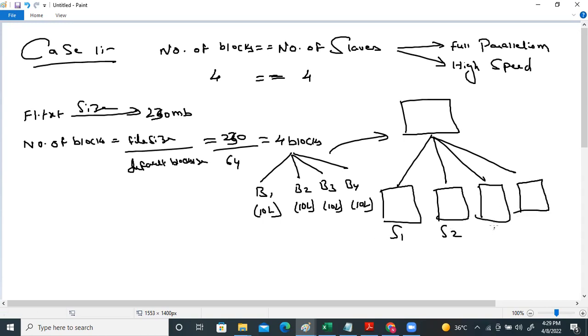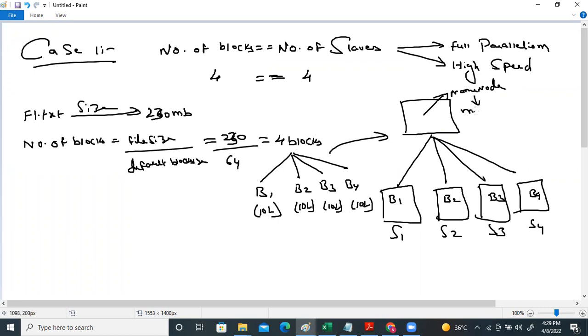Slave 1, slave 2, slave 3, slave 4, data nodes. So B1 block here, B2 block here, B3 block here, B4 block here, right? Yes. And here, this is the name node, master node. We call it the name node.